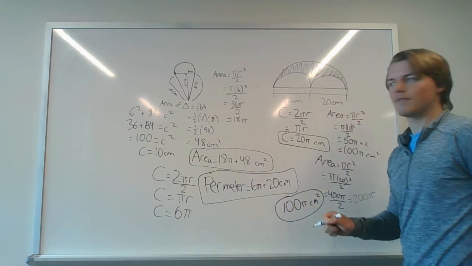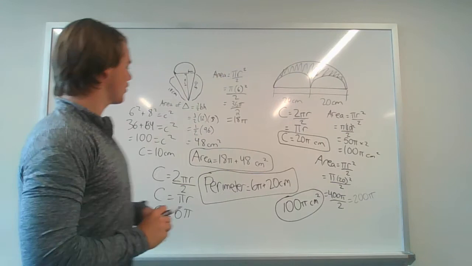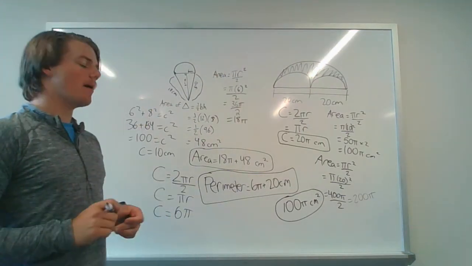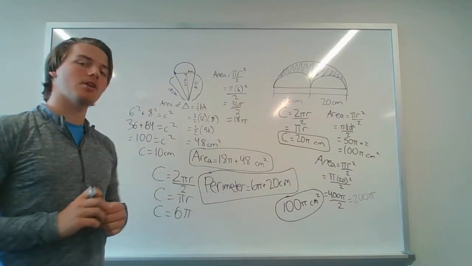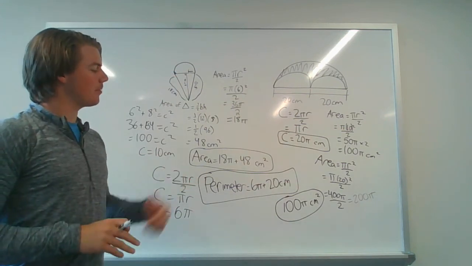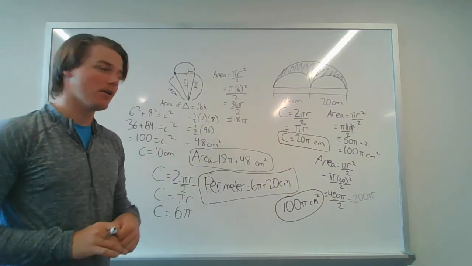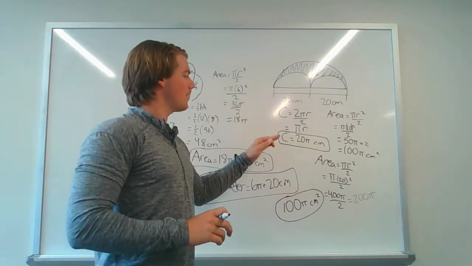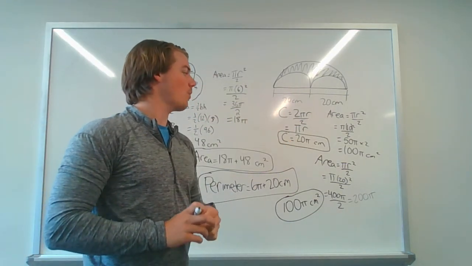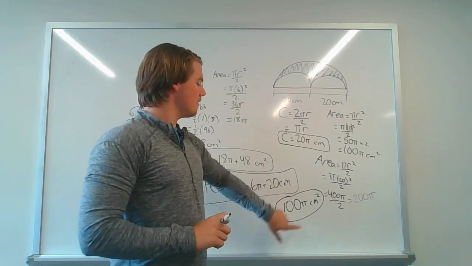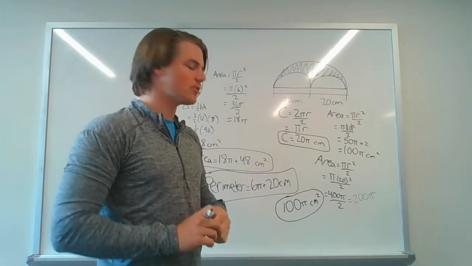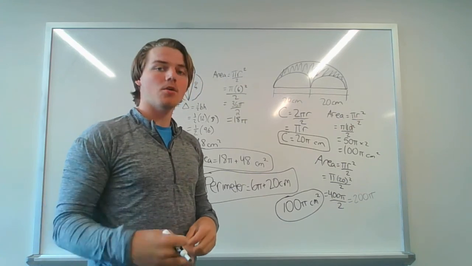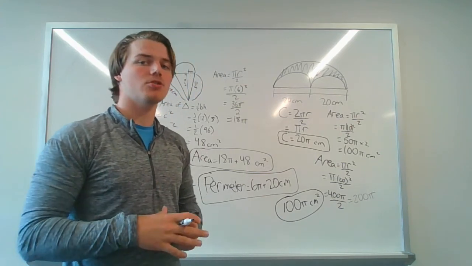So for part A, we found that the perimeter was 6 pi plus 20 centimeters. The area of the ice cream cone shape was 18 pi plus 48 centimeters squared. And for part B, we found that the perimeter is 20 pi centimeters. And for the area of the shaded region of the semicircle, we found that it was 100 pi centimeters squared.